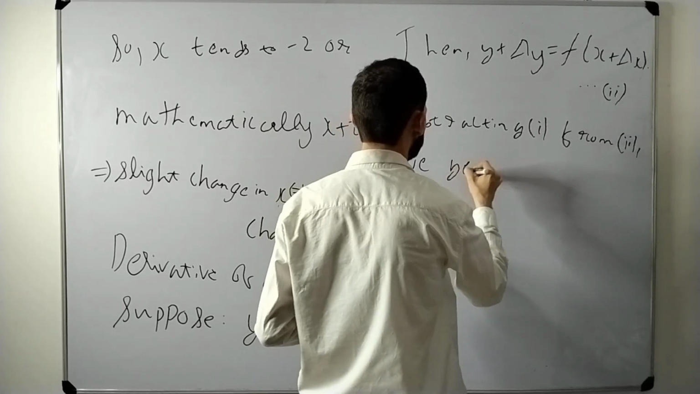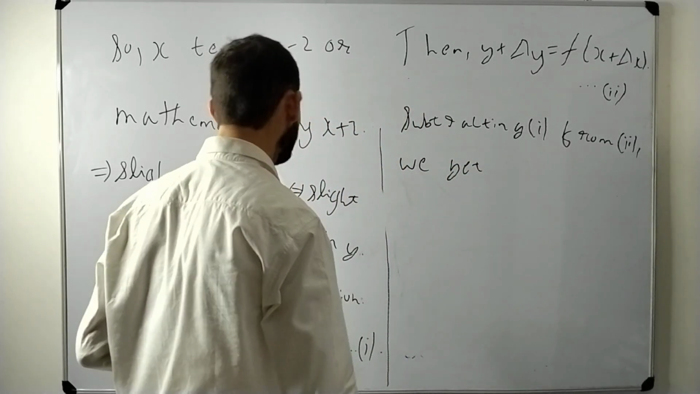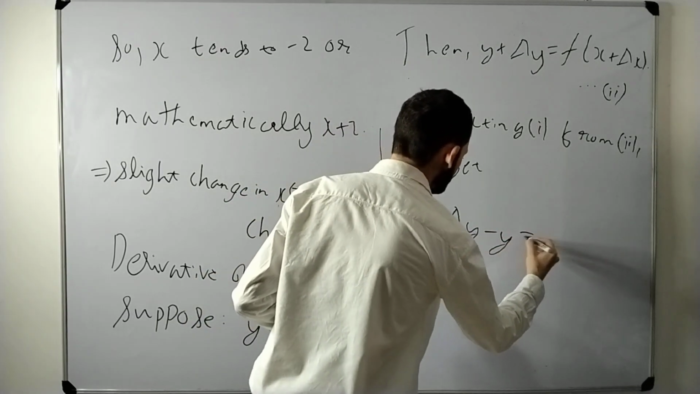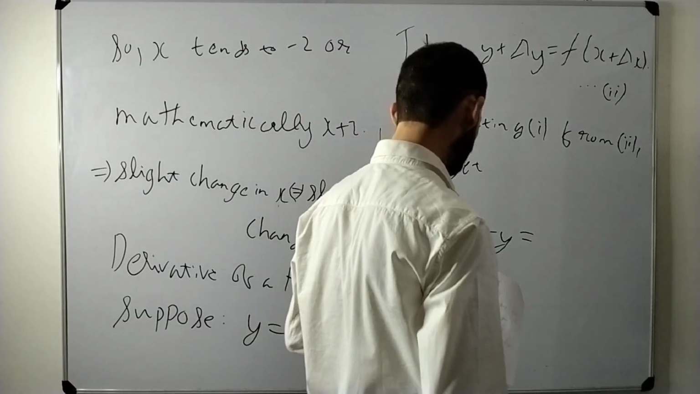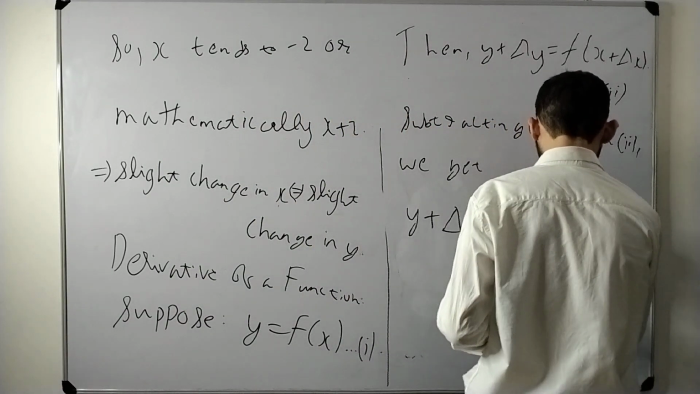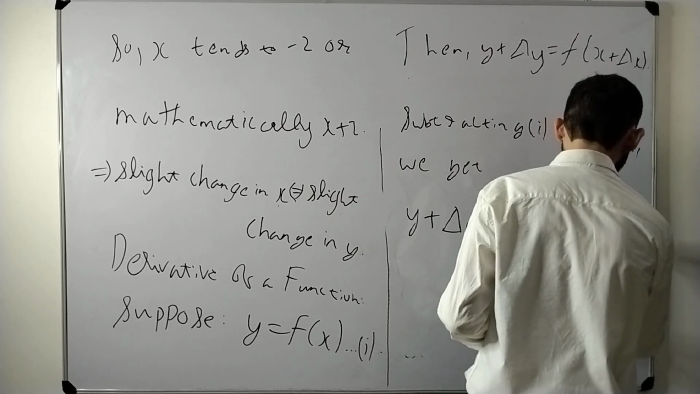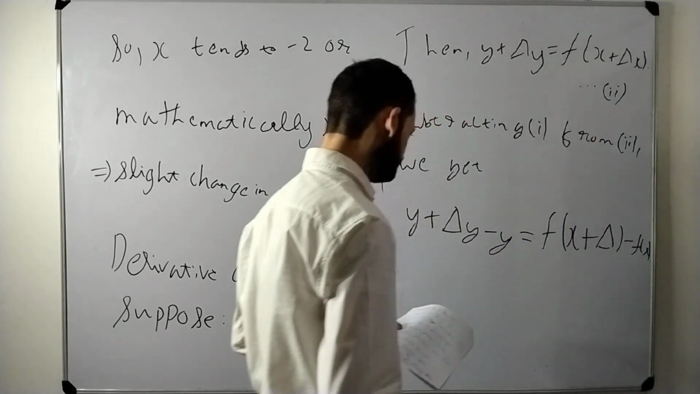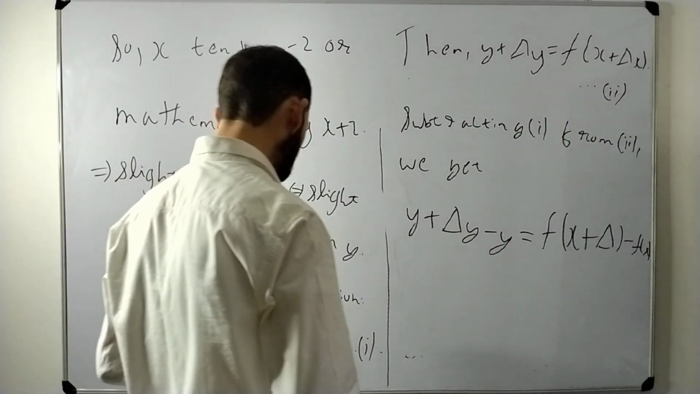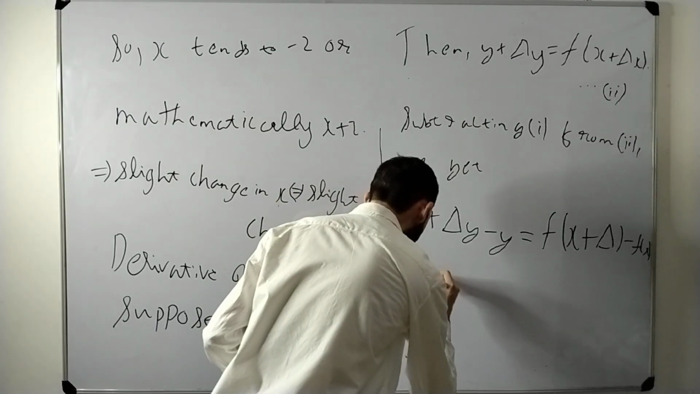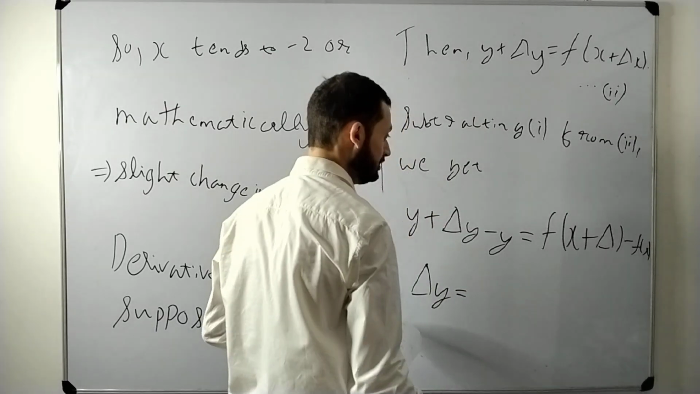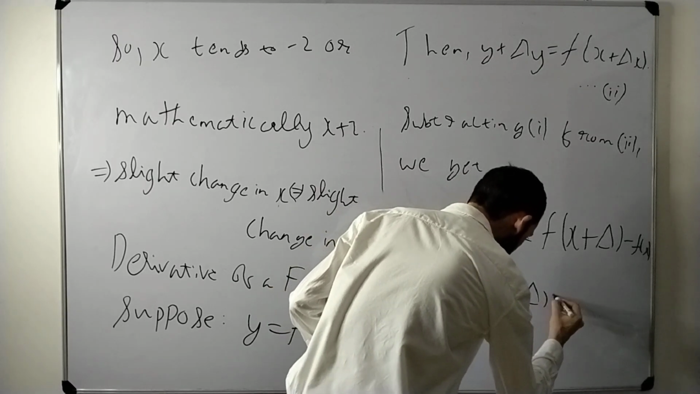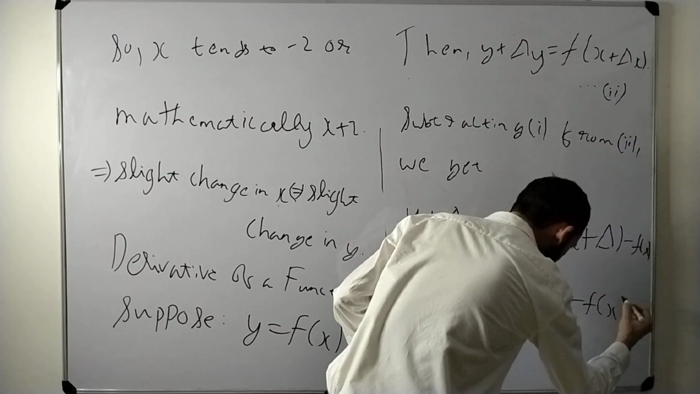So we don't know. So y plus del y. So you write the thing, students. Y plus del y, and this is what? Function of x plus del x minus function of x. Right? This is the simplest thing. So this gives what? Simple subtraction, del y as function of x plus del x minus function of x.